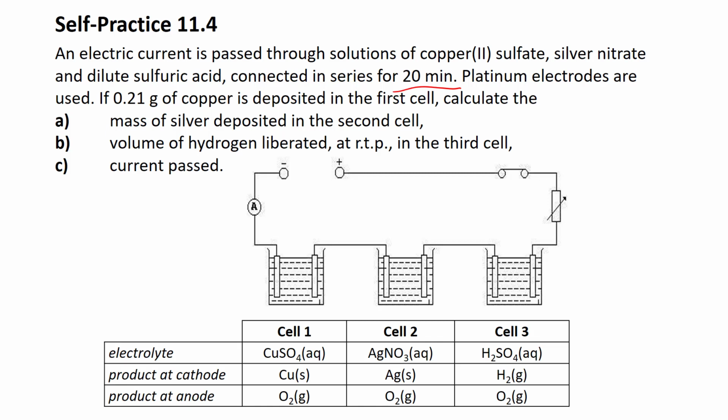Alright? So the question also tells us that platinum electrodes are being used. Platinum electrodes are inert and they do not take part in the electrolysis process. And 0.21 grams of copper is deposited in the first cell, in cell 1. That should allow us to start off the calculation. So let us now attempt part A to find the mass of silver deposited in the second cell.